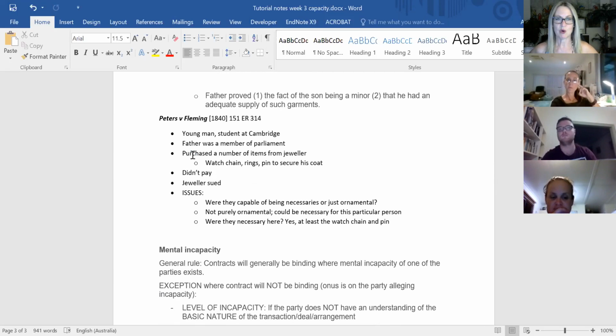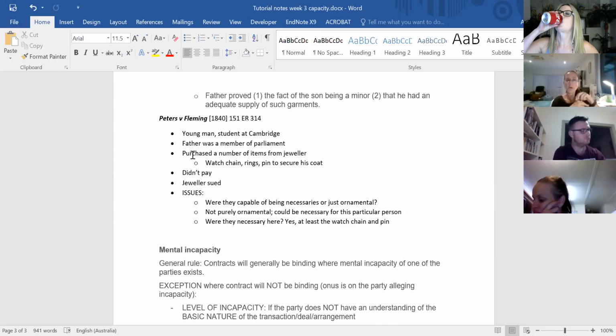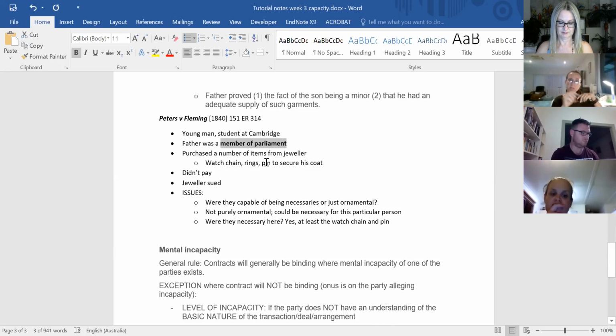Contract. This one, I found this one interesting, AJ, because they deemed it necessary, number one, because he was a young man going to Cambridge and whatnot. But also underlying that, his father was of high standing, so they said it was also necessary because the son should live up to his father's standing, because his father was quite well off, and he needed these things so he could stay up to that standing himself. Yes, exactly. So you've really got to scout around in the facts, don't you?